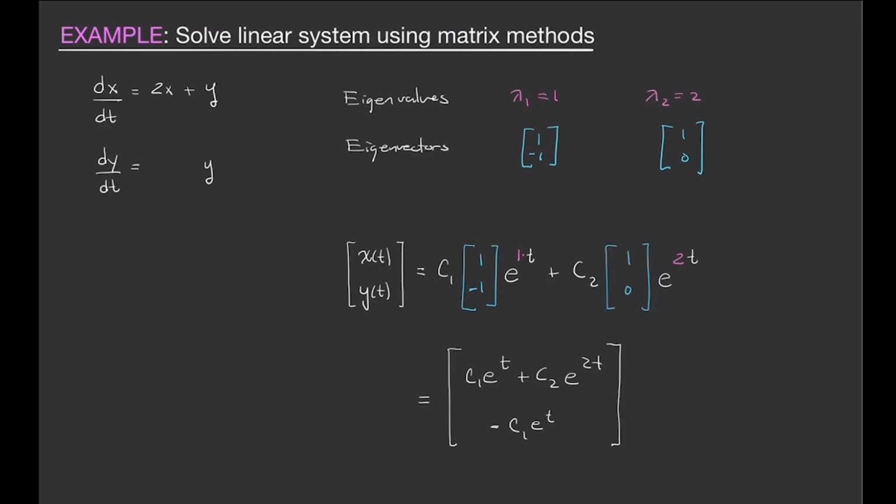Now, all these vectors do is they give us essentially two levels of equations. They give us a top and bottom level. So we take C1, multiply it times both of these values, and then multiply this times both of these values, and same thing here. So we get C1 times 1 e to the t, that's this, then plus C2 times 1 e to the 2t, that's this. Then for the bottom row, we get C1 times negative 1 times e to the t, that's this, and then the other part gives us 0.